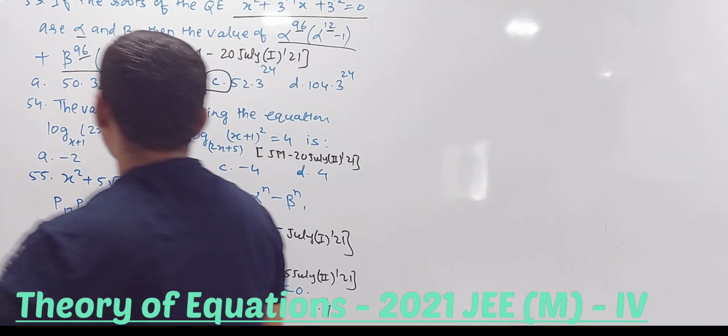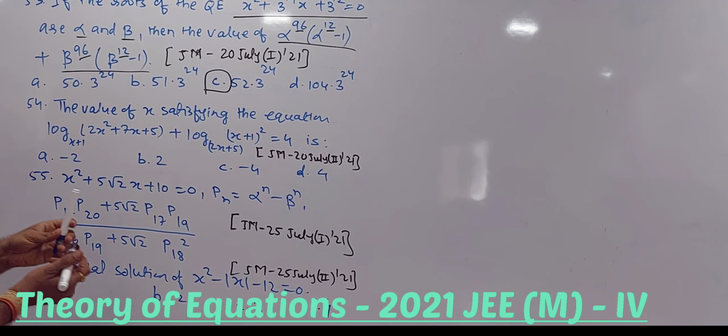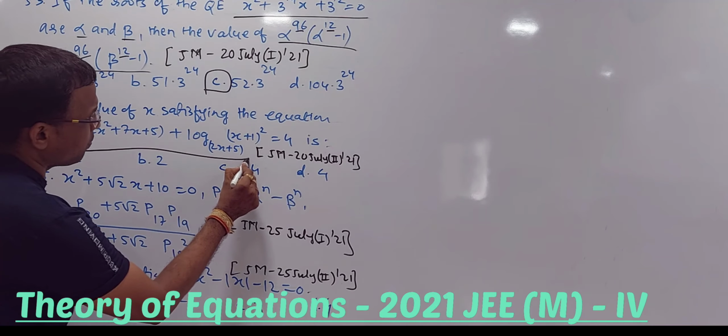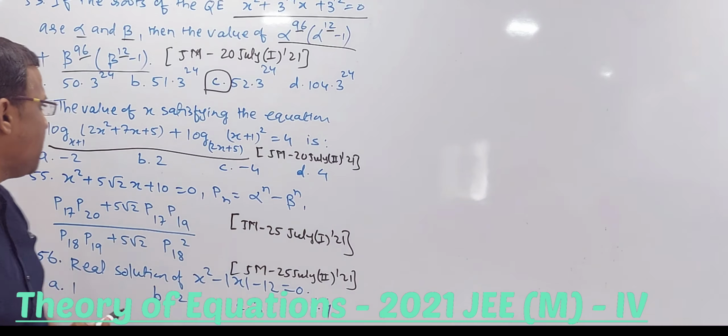Fine. Then comes the 54th question. Fine. So it's a log based question. The value of x satisfying the equation. So they are asking the value of x satisfying this equation. So it's a log based question. Fine. It is the second shift, 20th July.